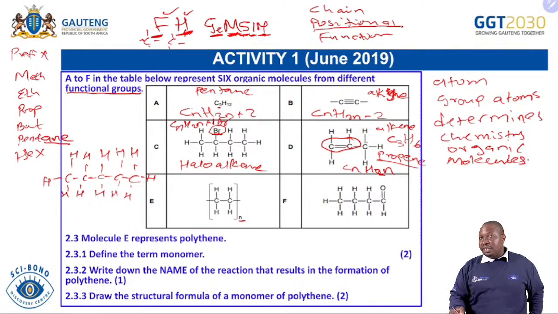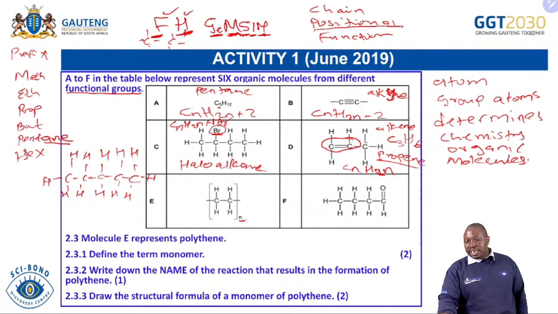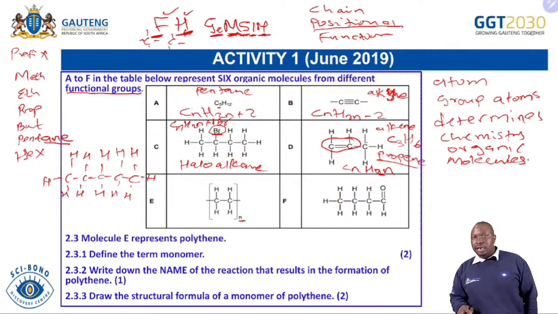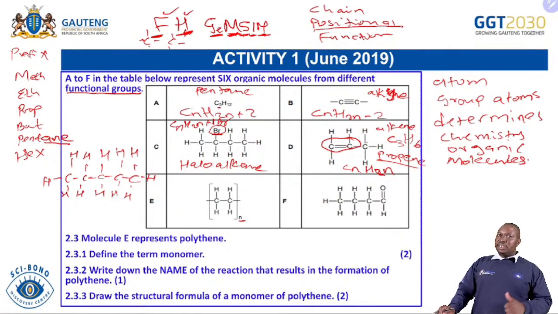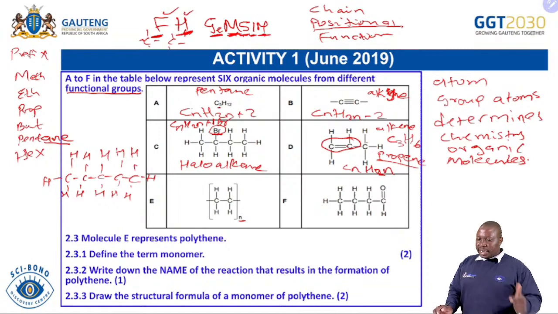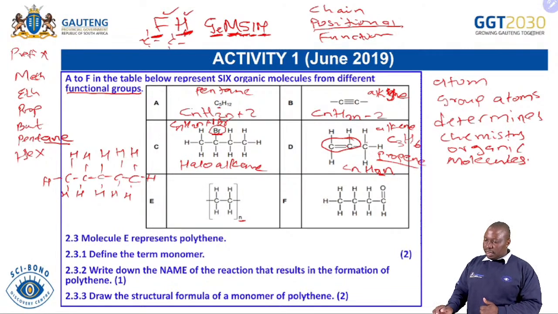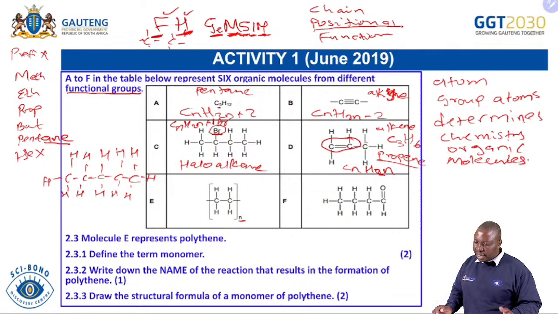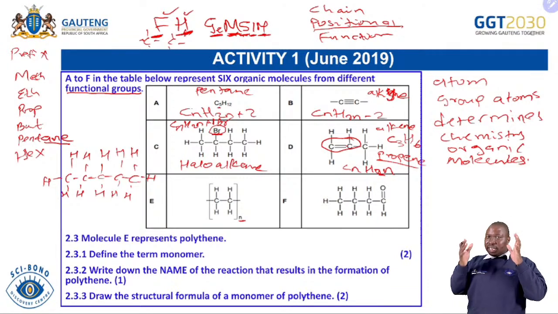the n there. I told you that when you see that, you know it's a polymer. It's polyethylene because it's many. That n, we said, can even be thousands of these monomers that are joined together. So molecule E represents the polyethylene. Define the term monomer. We did the definition immediately when we started. Write down the name of the reaction that results in the formation of the polyethylene. The name of the reaction.